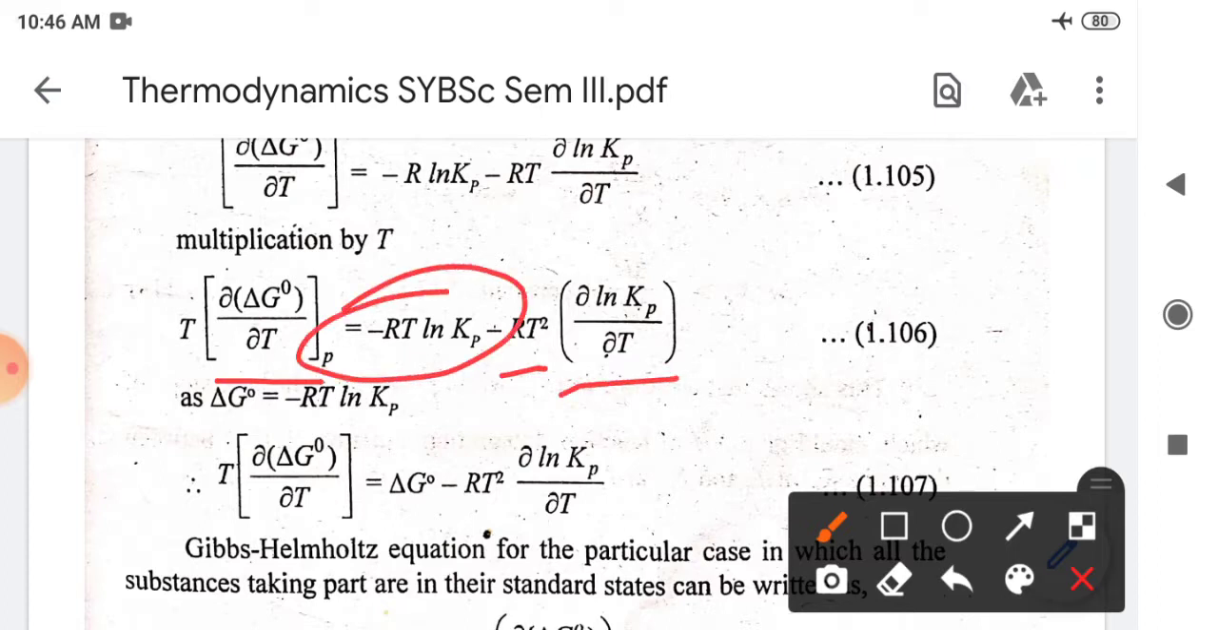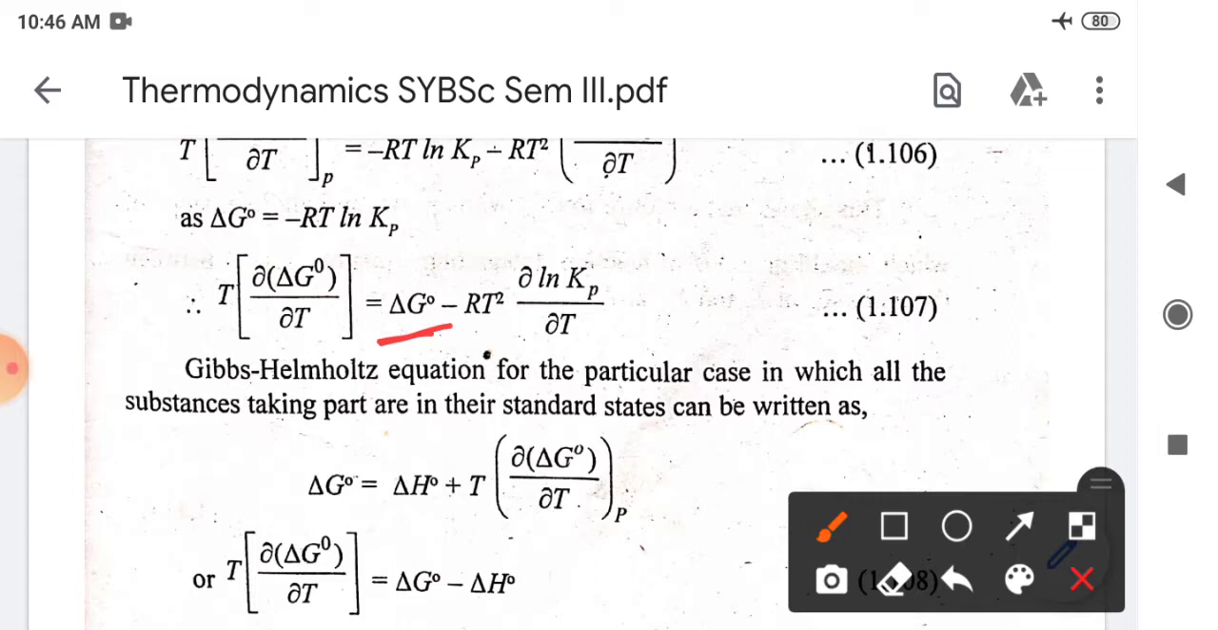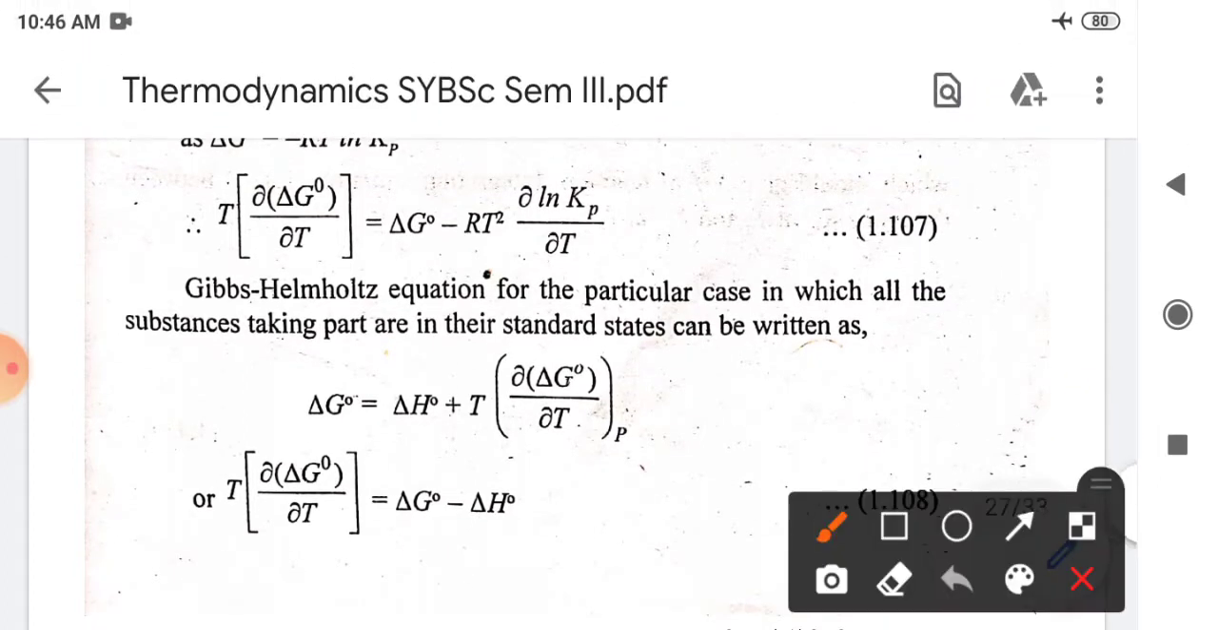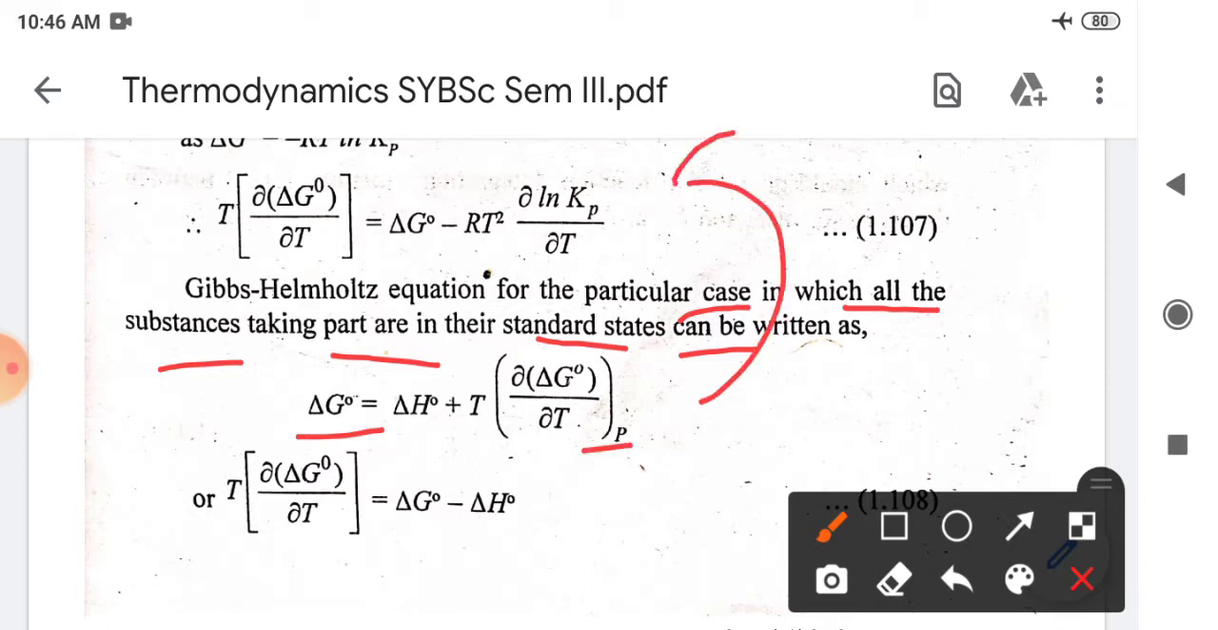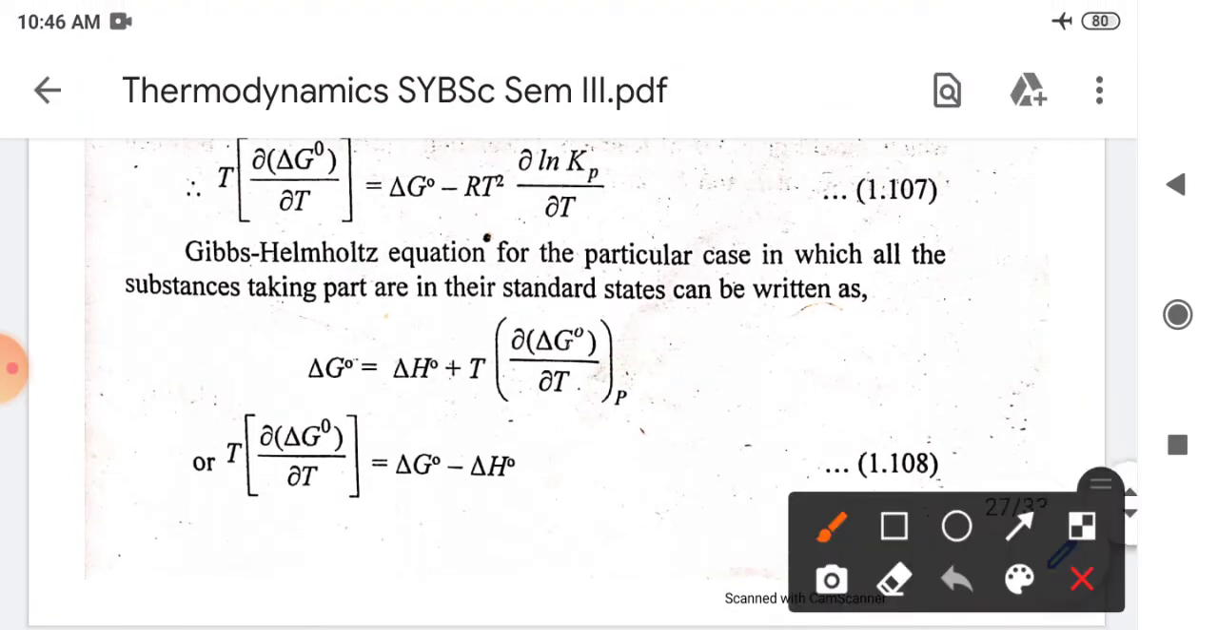But for this we already have the formula for ΔG°, so just substitute that value here. Now from the Gibbs-Helmholtz equation that we derived previously, for the particular case in which all the substances taking part in the reaction are in the standard state, it can be written as ΔG° = ΔH° + T ∂/∂T of ΔG° at constant pressure. Rearranging, T ∂/∂T of ΔG° equals ΔG° minus ΔH°.